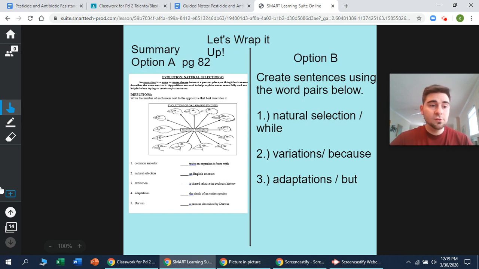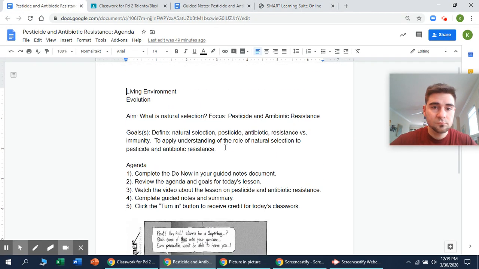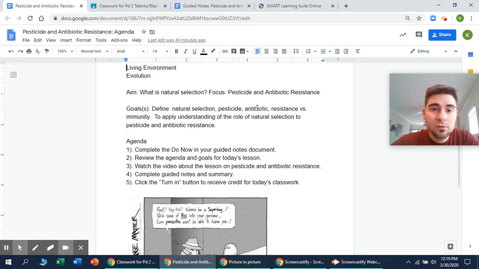So again, we learned about pesticide resistance and antibiotic resistance. We learned how some pests are born with the ability to resist insect killer, and some bacteria are born with resistance to antibiotics. So we saw how that's a problem. We saw also how this is evolution by natural selection, because over time, the individuals with resistance survive and they pass on genes for resistance. So over time, more and more individuals with resistance will result.